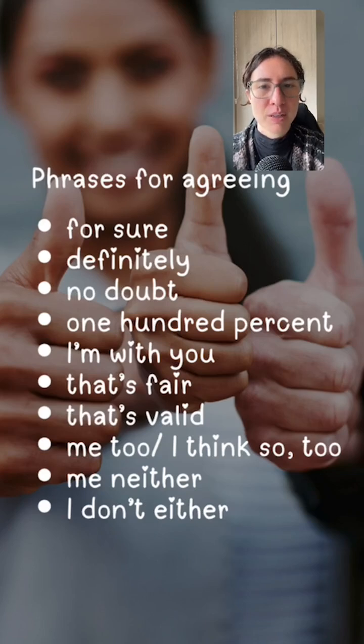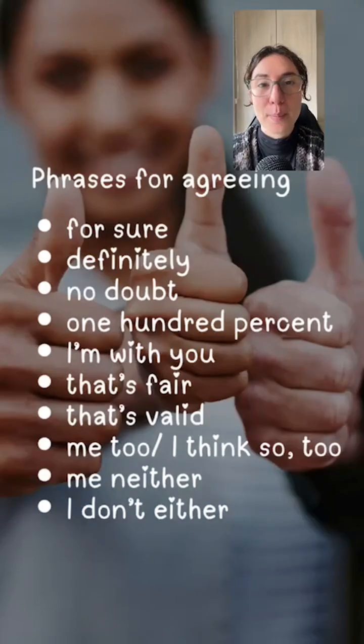For example, undoubtedly would be the more formal word if you're using it in an essay. But if you're in a casual conversation, you could say, yeah, no doubt. No doubt about that is also used. Certainly as well.